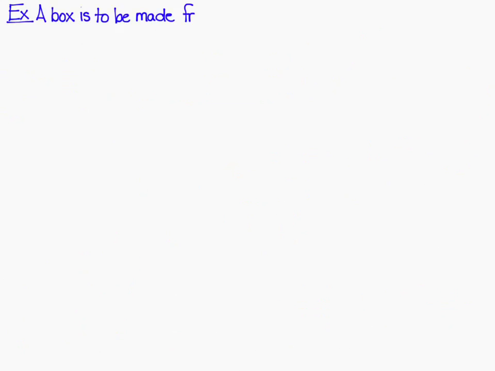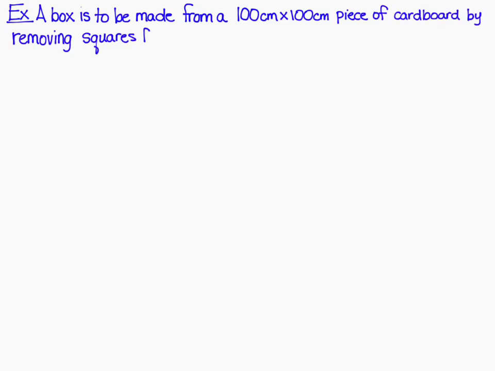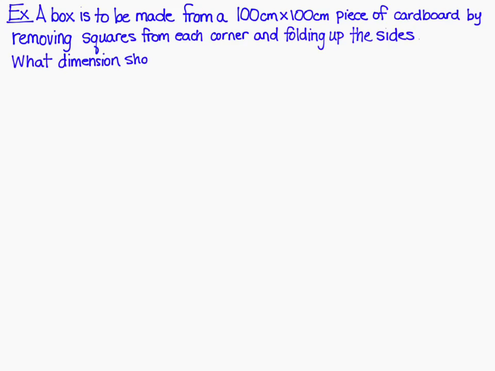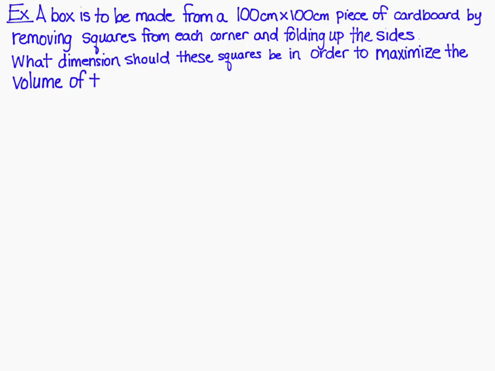Let's look at another example. A box is to be made from a 100 centimeter by 100 centimeter piece of cardboard by removing squares from each of the corners and folding up the sides. What dimension should the squares be in order to maximize the volume of the box?